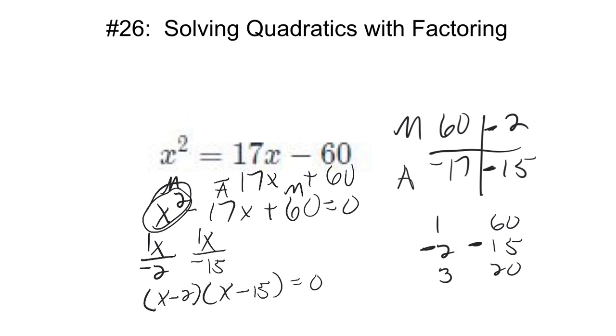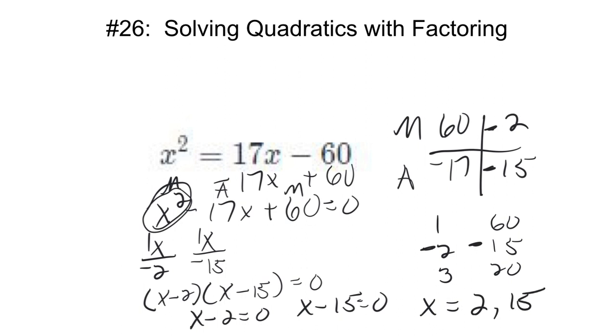Using the zero product property, I now say x minus 2 equals 0, and then I say x minus 15 equals 0. When I solve both of those equations, I get my solutions, which are x equals 2 or x equals 15.